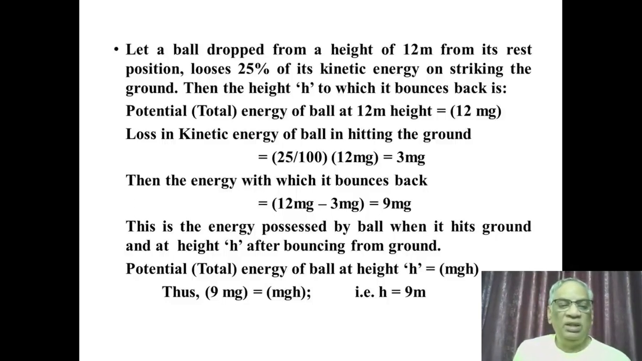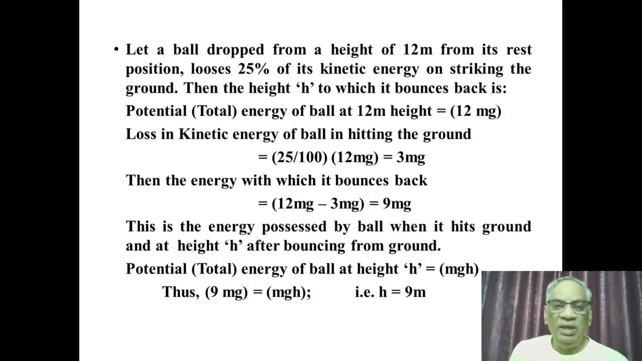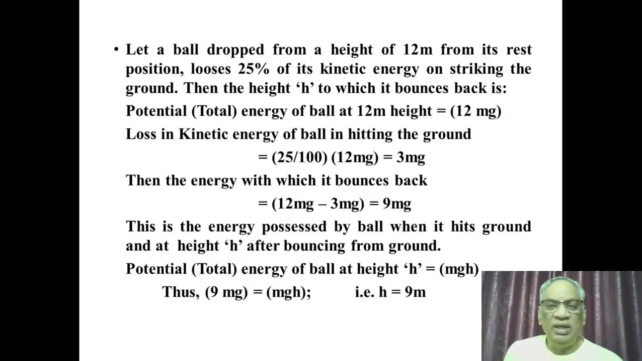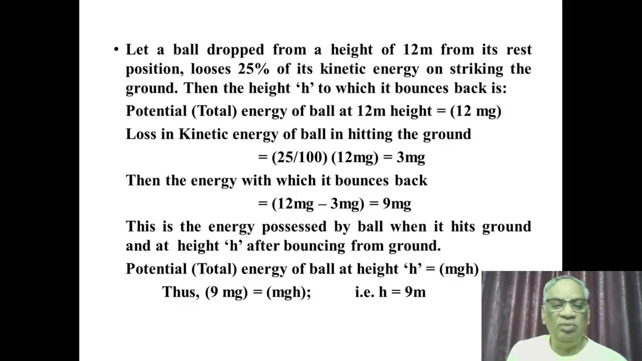So the potential energy of the ball at 12 meters height is mgh, that is 12 mg. That potential energy will be converted into kinetic energy as it touches the ground. So the potential energy at the maximum position is equal to the kinetic energy at the ground. So the loss in kinetic energy of the ball in hitting the ground is 25%, that is 25 by 100 into 12 mg. So the remaining energy with which it bounces back is 12 mg minus 3 mg, that is 9 mg. And this is the energy possessed by the ball.